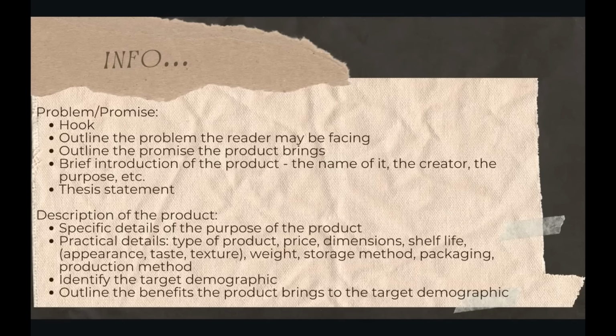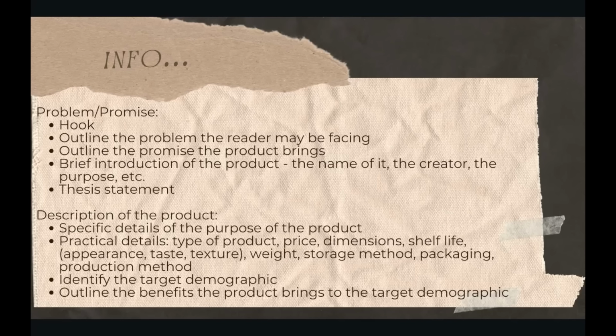So you can generally have 4-5 paragraphs for a product review, in which the first paragraph you can talk about the problem and the promise the product has. So you start with a hook, and then you outline the problem that a reader may be facing, and then you outline the promise that the product you're reviewing may bring. You just give a brief introduction of the product as well as a thesis statement for everything that you're about to discuss from that point onwards.